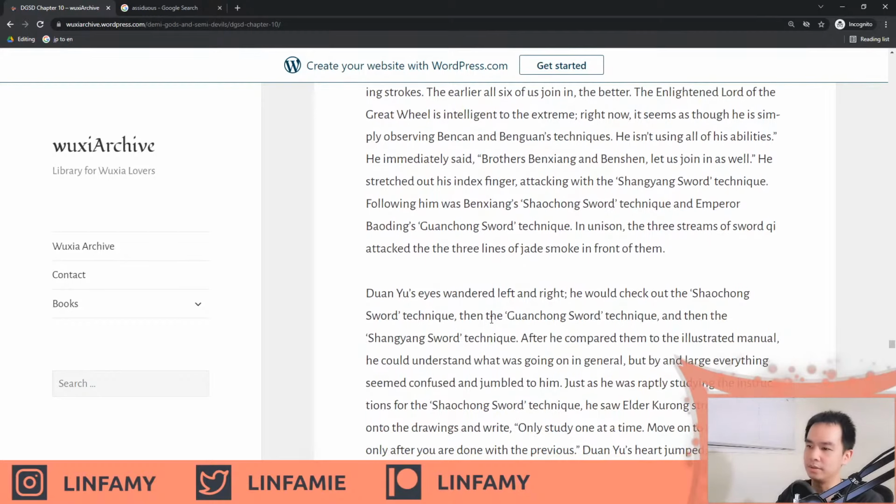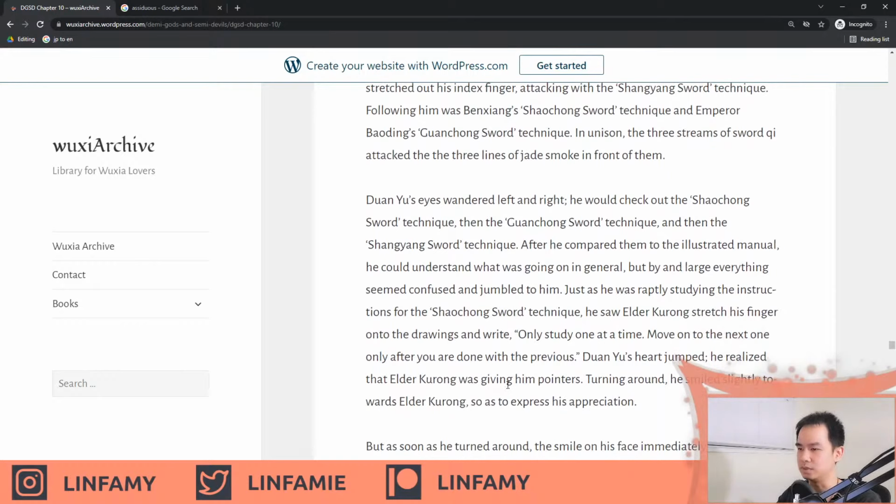Duan Yu's eyes wandered left and right. He would check out the Shaochong sword technique, and the Guanchong sword technique, and the Shanyang sword technique. After he compared them to the illustrated manual, he could understand what was going on in general, but by and large, everything seemed confused and jumbled to him. Just as he was rapidly studying the instructions for the Shaochong sword technique, he saw Elder Kurong stretch his finger onto the drawings and write, "Only study one at a time. Move on to the next one only after you are done with the previous."